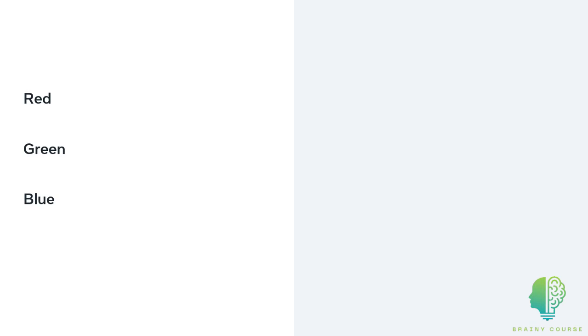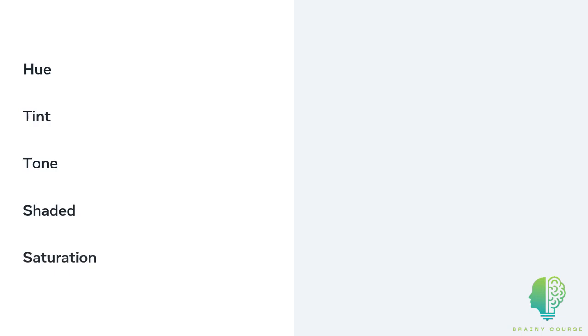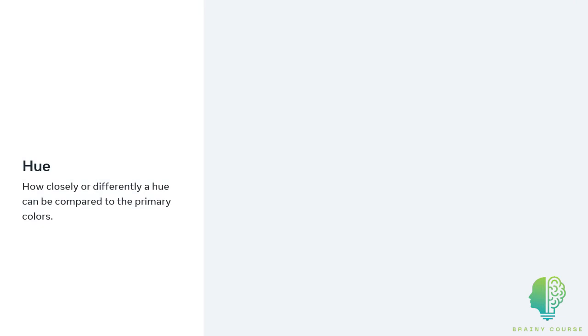Let's explore some more qualities of color. Color also has the qualities of hue, tint, tone, shade, and saturation. Let's discover what they mean. Hue describes how closely or differently a hue can be compared to the primary colors of red, orange, yellow, green, blue, indigo, and violet. So when you define a color as blue-green, you are using two hues to describe it.